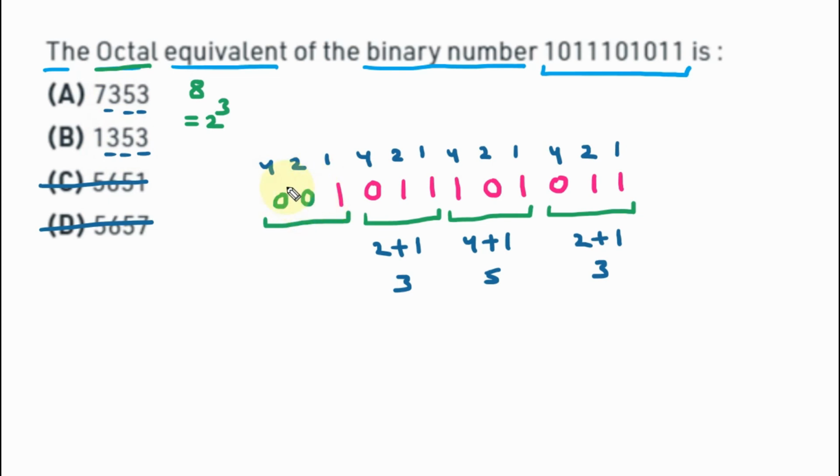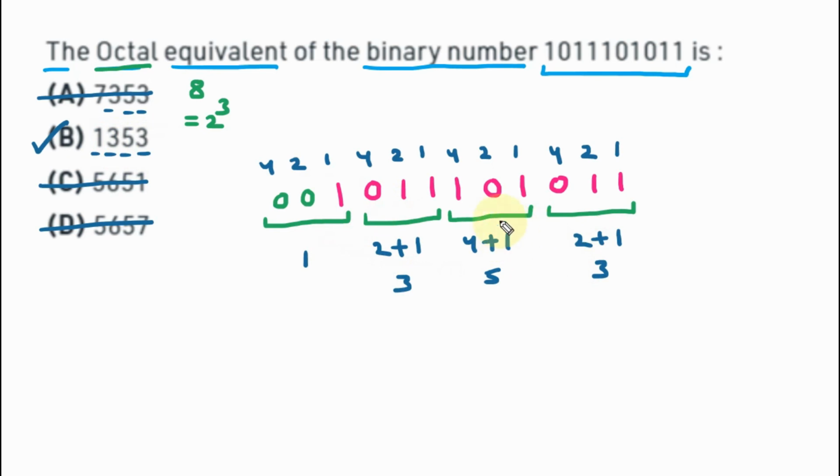Now go to the last pair, 4 0 0, ignore this. 2 0 0, ignore this. 1 1 is a 1. So that means only 1 is available. So here 1, that means option A is not the answer. So we have the correct answer, which is option number B, that is 1353, which is available here.